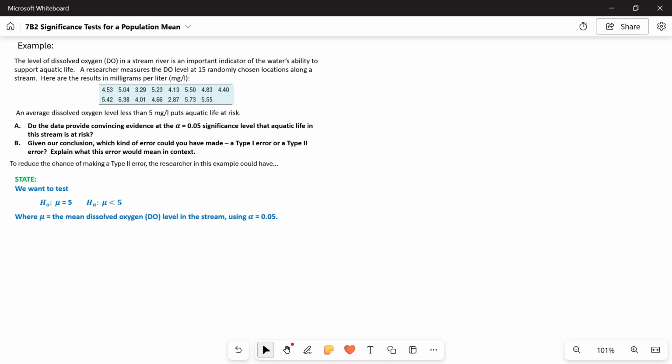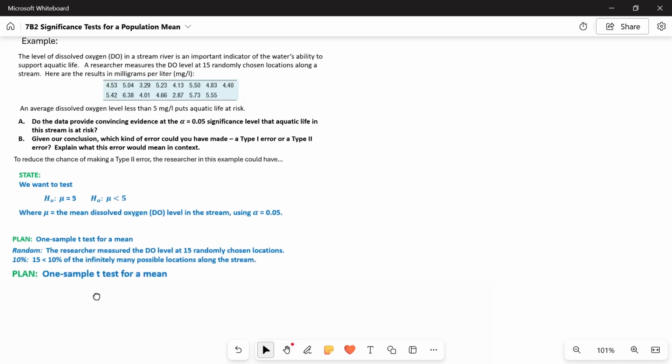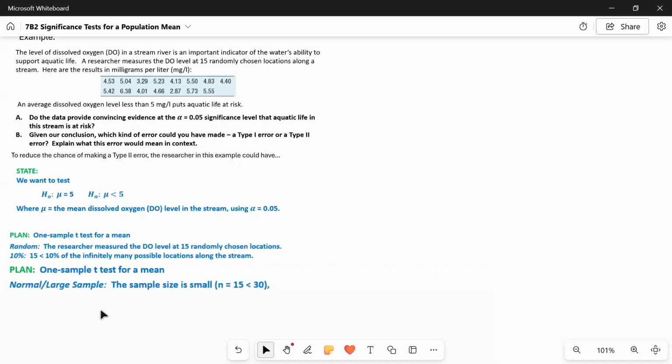Then the next thing we want to do is our plan step, and this is where we state the inference procedure we're going to use and check the conditions. So let's do that now. This is a one-sample t-test for a mean. Okay, so we write one-sample t-test for a mean. And then we begin to check the conditions.